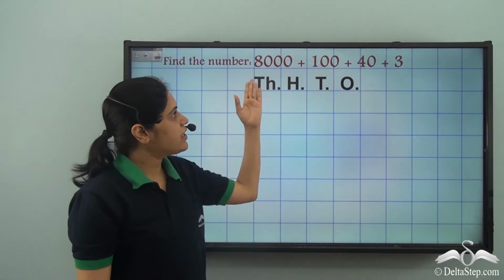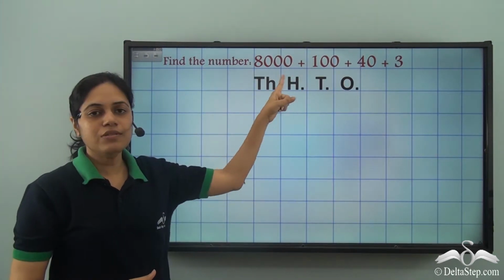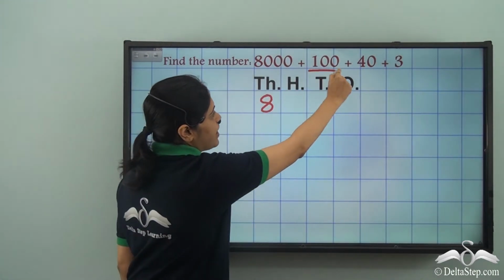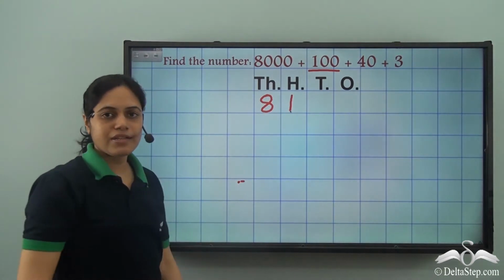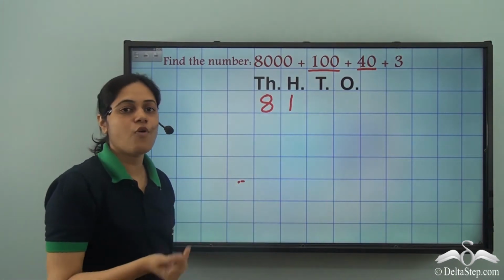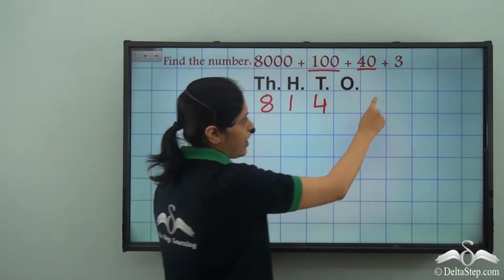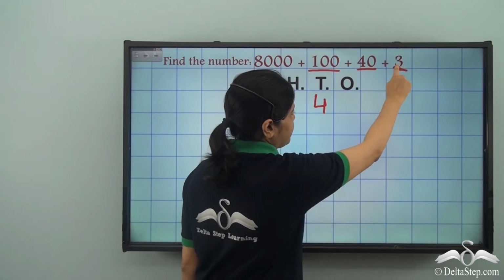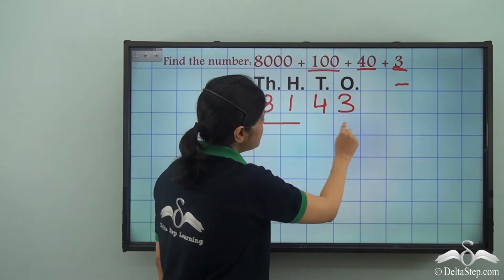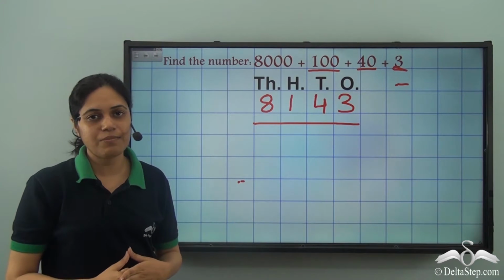So I need to find a number whose expanded form is given. I have 8000. So 8 will be there in the thousands place. I have 100. So 1 will be there in the hundreds place. I have 40, which means 4 tens. So 4 will be there in the tens place. And I have a 3 here. So 3 will be there in the ones place. So this is my number. And you see how I can find it even without adding the numbers?